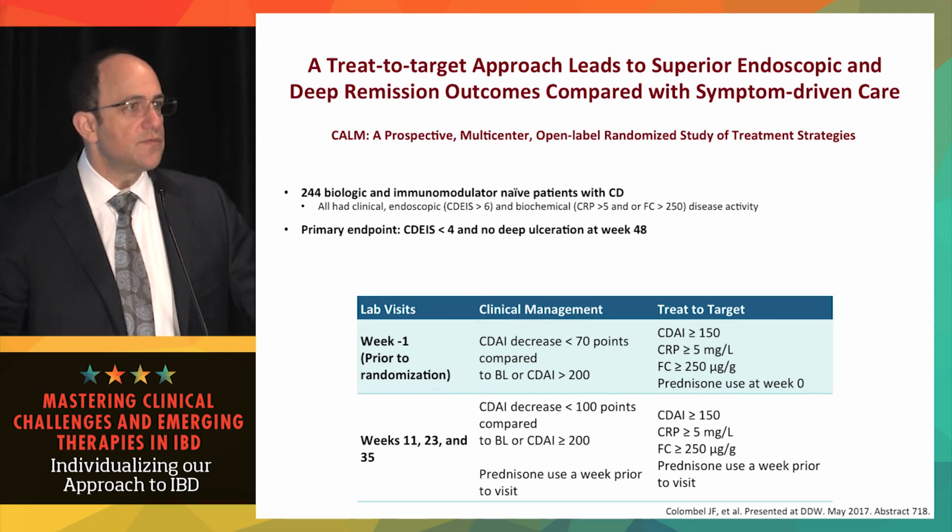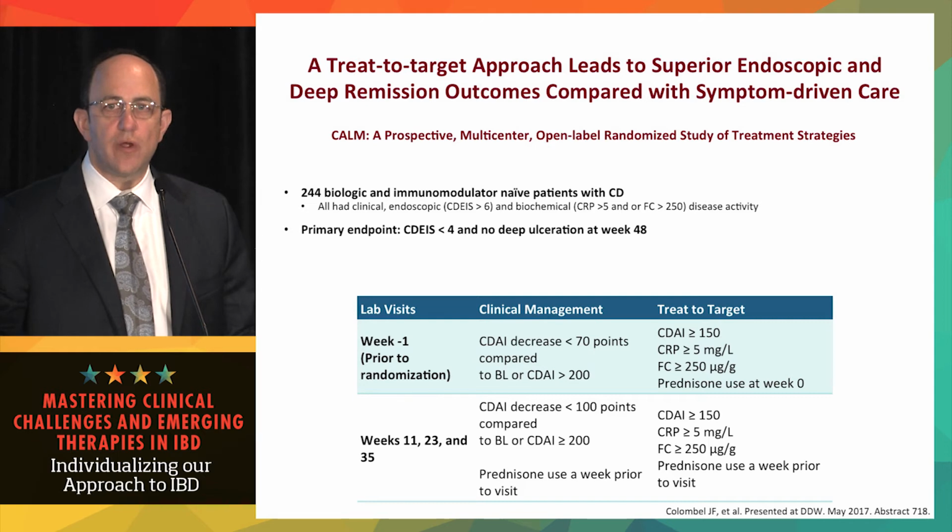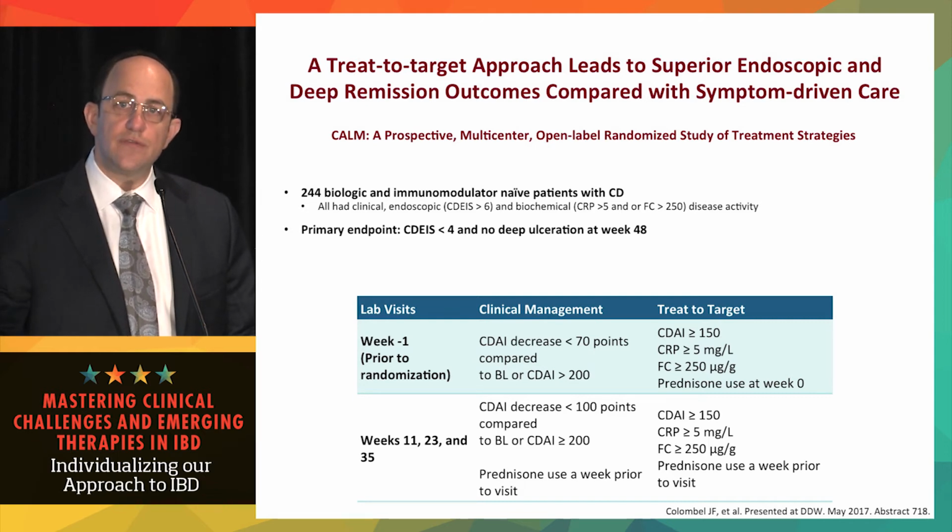And basically, this was for newly diagnosed Crohn's patients who were randomized to either conventional symptom-based management, which is what most of us do in our practices, or a treat-to-target strategy that used both CRP and fecal calprotectin, stool markers, to guide choices of therapy.